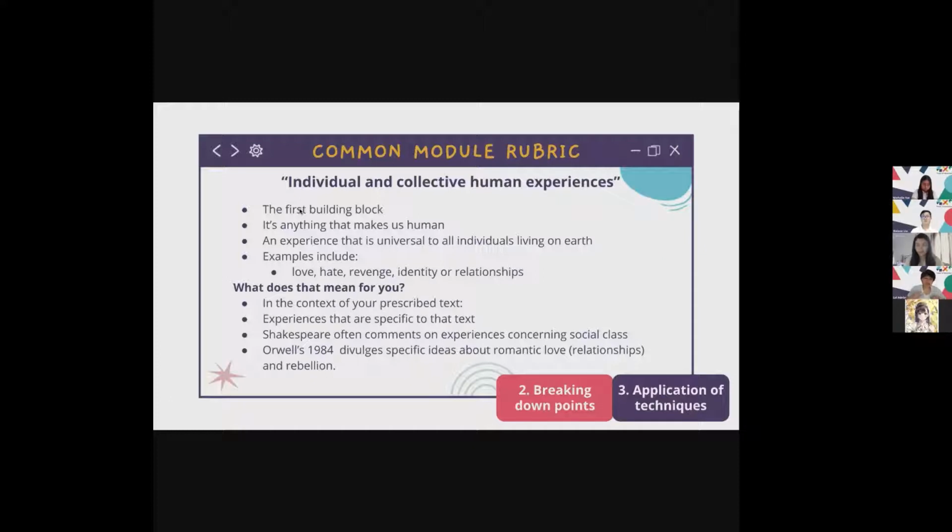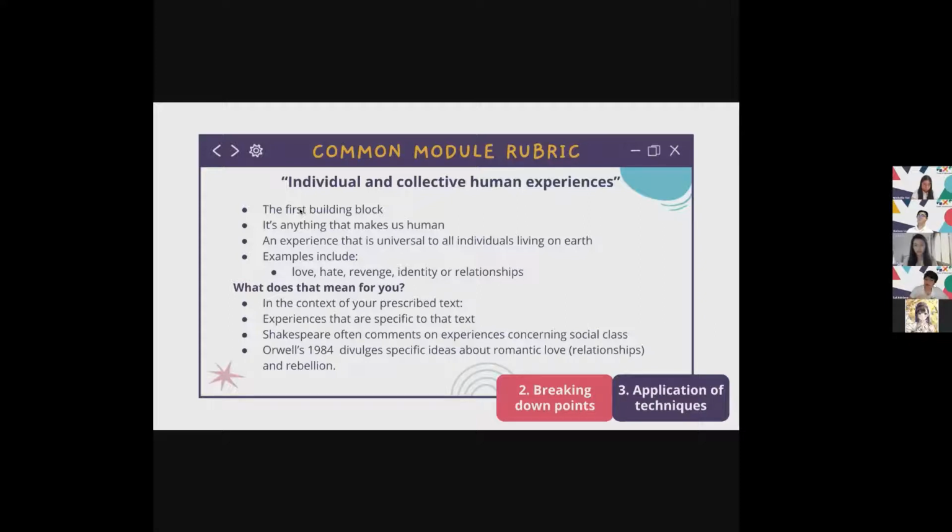What connects us? And think, how big can you go? Can you talk about just pandemics today? Or can you talk about pandemics that occurred over time and space? What are some common experiences that humans can relate to? Are there timeless experiences, for example, love, hate, revenge, identity? Let's have a look at the context of your prescribed text or experiences that are specific to that text. So for example, we talk about Shakespeare, who often comments on experiences concerning social class.